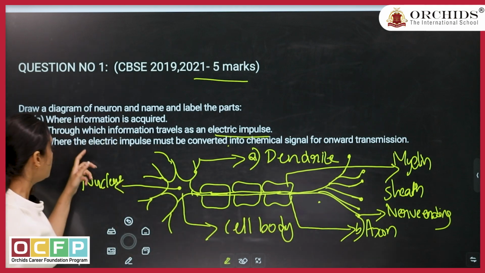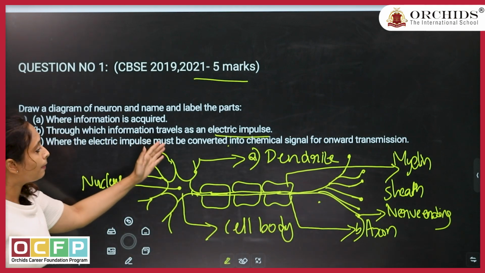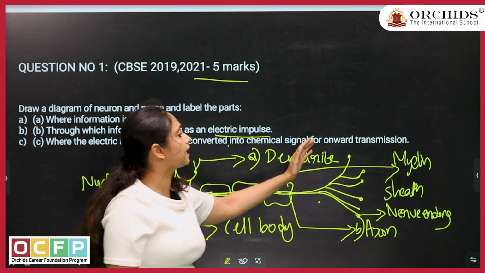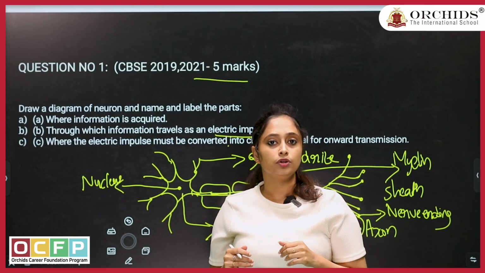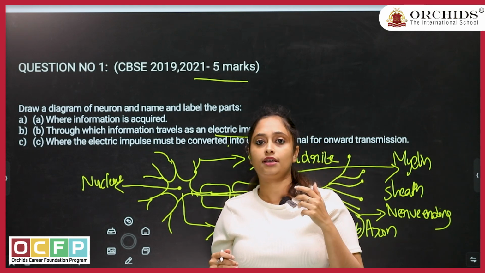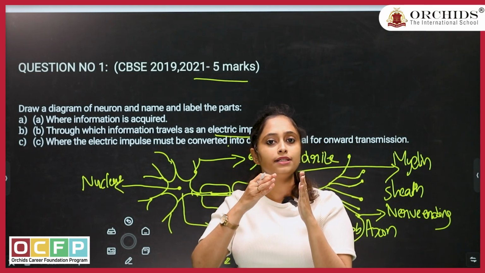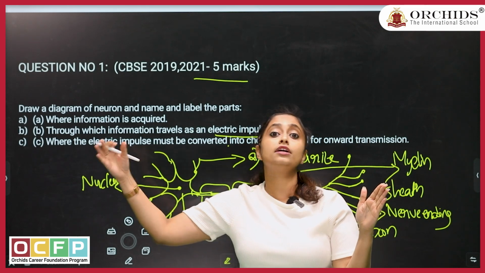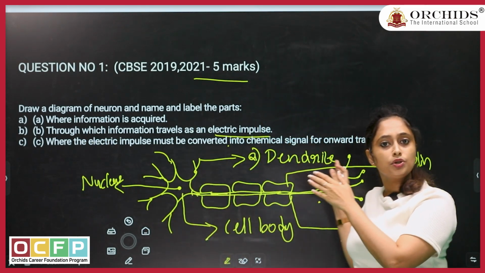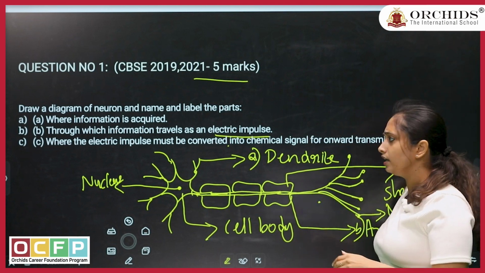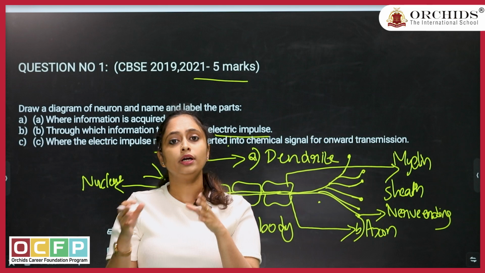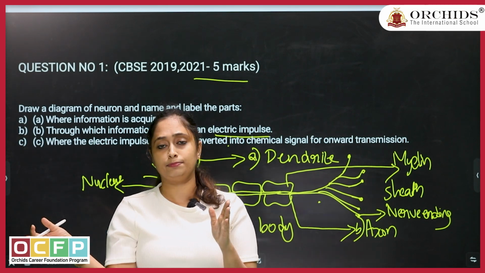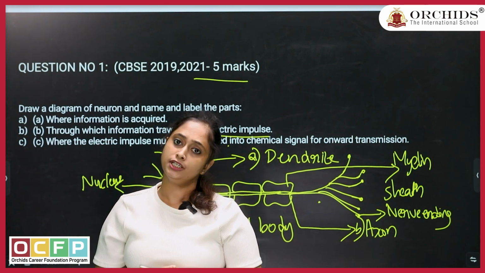Now the third one, where must the electrical impulse be converted into the chemical signal for onward transmission? We know that in the case of neurons, when they are carrying the electrical impulses, that impulse needs to travel through different neurons. That means an adjacent neuron, the very nearest neuron, will be there, and from one neuron to another neuron it should be transmitted. So how is this transmission possible?